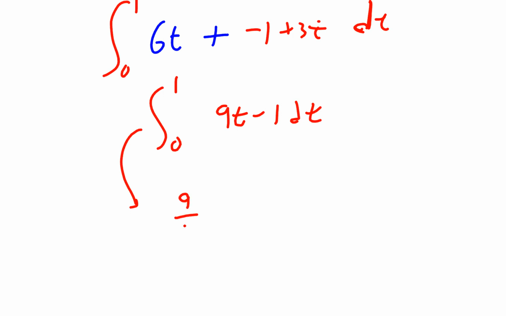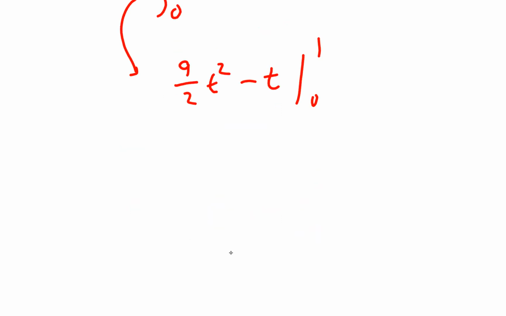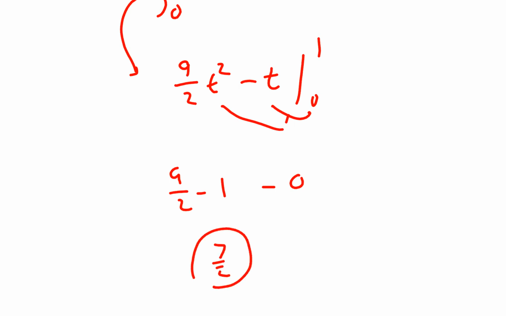So we're going to get 9 halves t squared minus t, evaluated from 0 to 1. We'll plug in 1, we'll get 9 halves minus 1. When we plug in 0 to these things, we just get 0, so there'll be minus 0 here. 9 halves minus 1 is 7 halves. So that's the value of our integral.